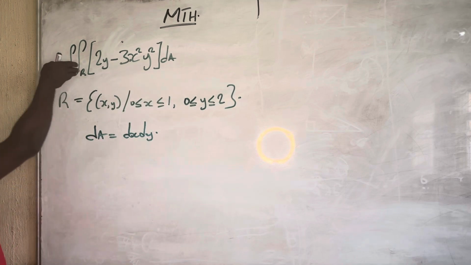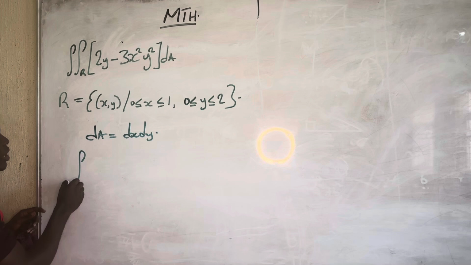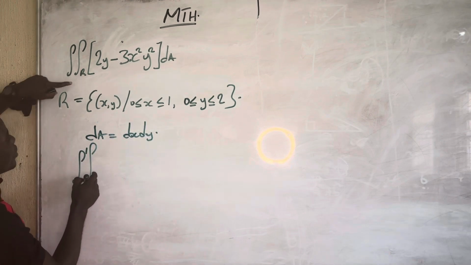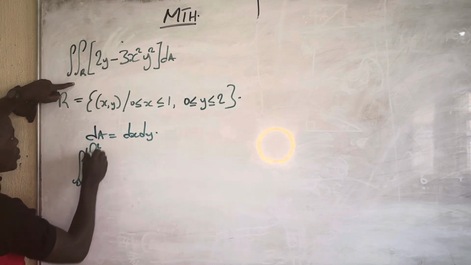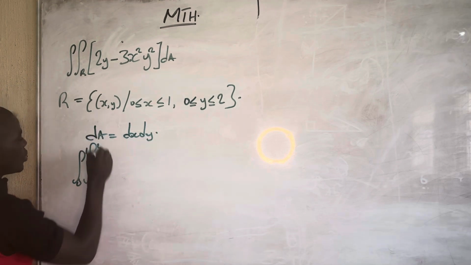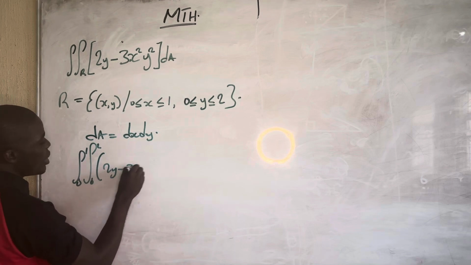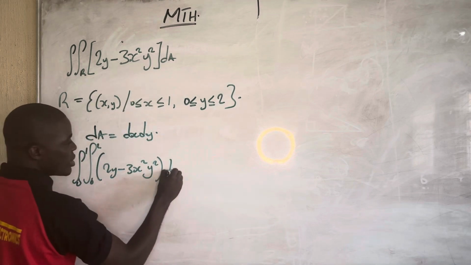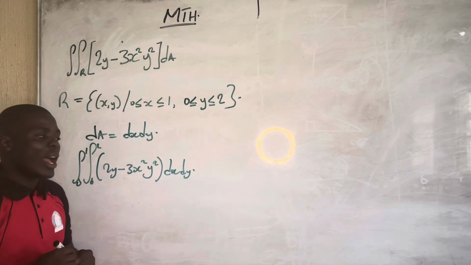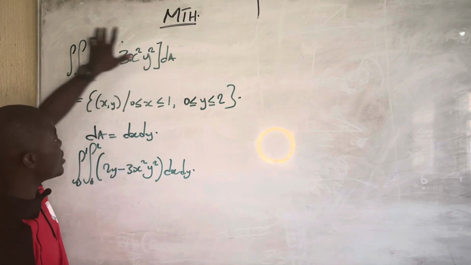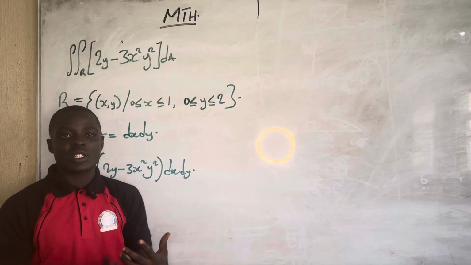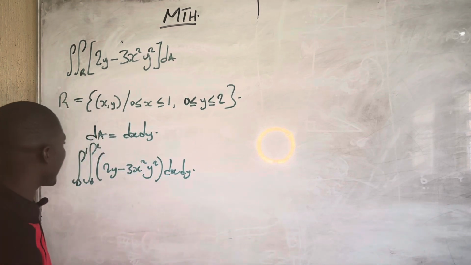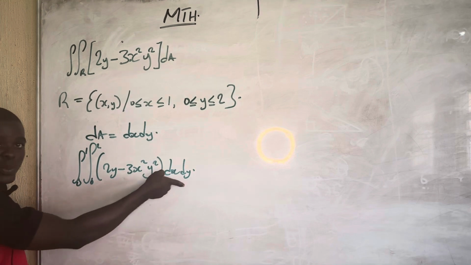So I can easily rewrite this expression as the integral of our first range, 0 to 1, the integral of our second range, 0 to 2, of 2y minus 3x squared y squared, and instead of dA, I will put dx dy. Remember, I told you this double integral is used to integrate two functions simultaneously. So can we go on? Let's go on. Let's integrate with respect to x first.